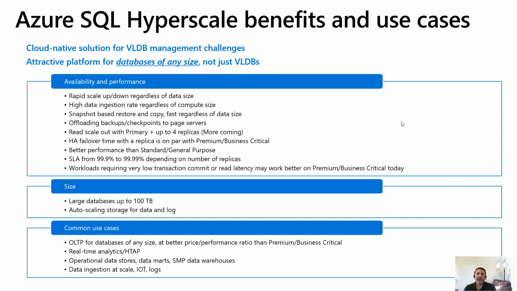Some of the benefits are categorized in various areas. So, from an availability and performance perspective, the separation of compute and storage on Hyperscale enables rapid scale up and scale down, regardless of any of the data size. So, it's constant time from that perspective. And it's in the seconds range to be able to scale up or scale down compute, or within a minute.